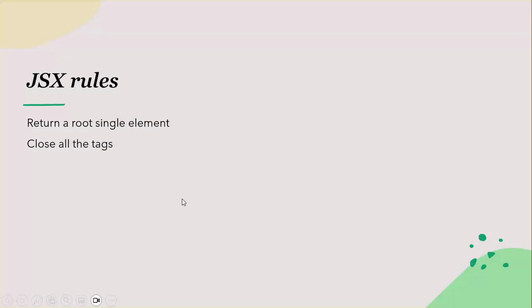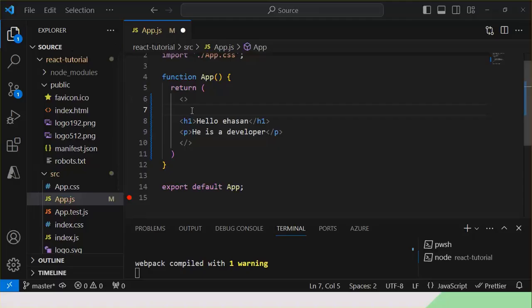JSX requires tags to be explicitly closed. Like a self-closing tag, image should have a closing, and any tag should have a closing.